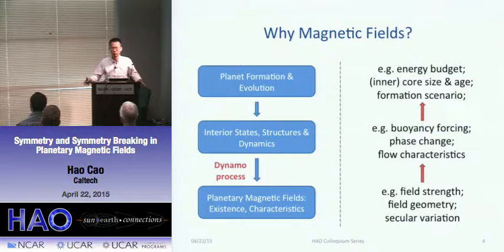And from secular variation, we're also trying to figure out the flow characteristics. So you cannot directly see inside planets. If you want to know what the flows inside the planets are, actually the magnetic field is a very good tool to use. And then a further extrapolation is you want to say something about the energy budget of the planet.